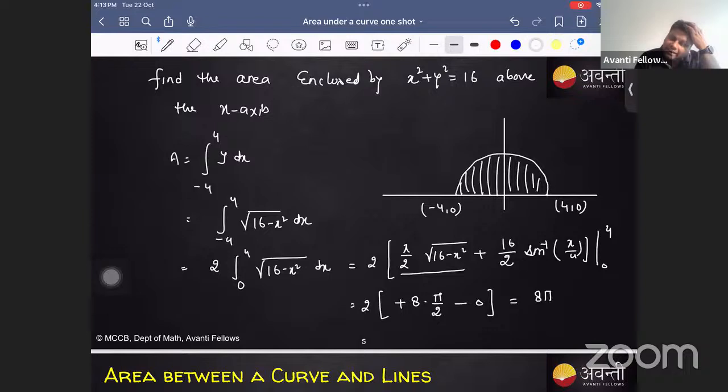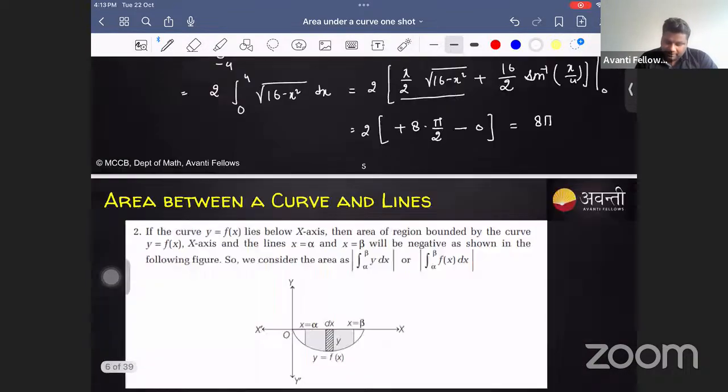Because the full circle area is pi r square. So semicircle area is pi r square by 2, that is 16 pi by 2. So that will be 8 pi. Correct? So simple it is.